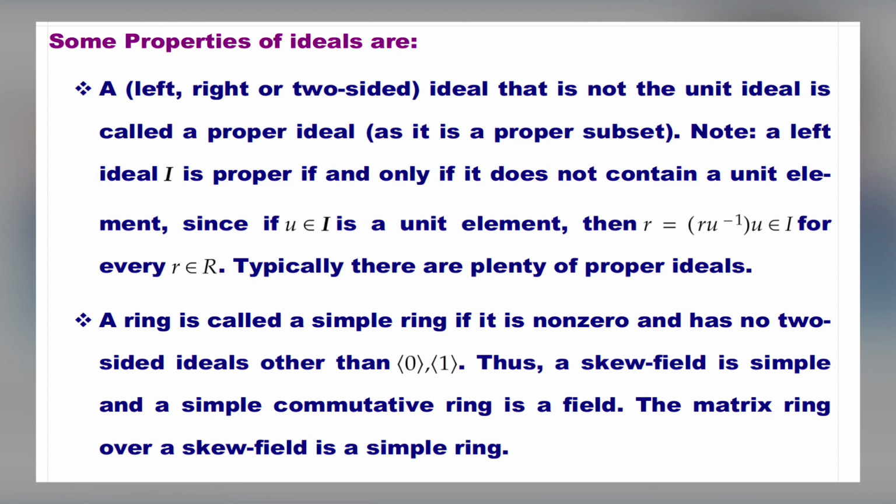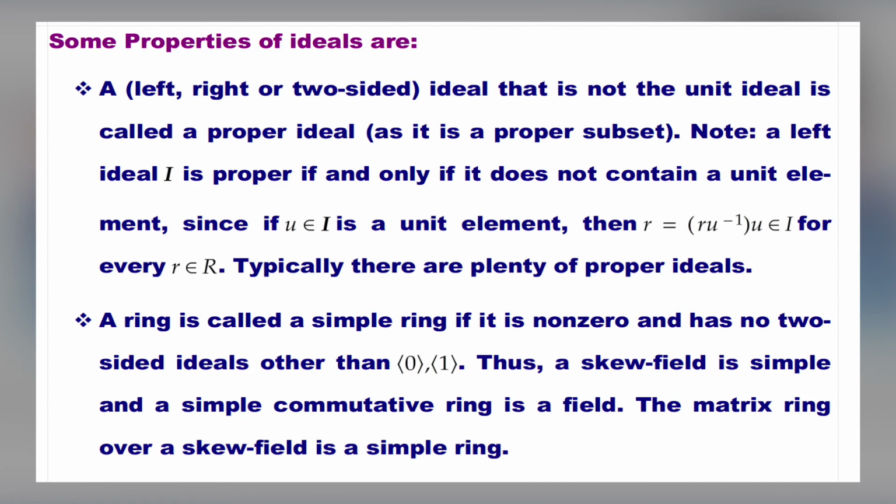A left, right or two-sided ideal that is not the unit ideal is called a proper ideal, as it is a proper subset. Note, a left ideal I is proper if and only if it does not contain a unit element. Since if u belongs to I is a unit element, then r = (r u⁻¹) u belongs to I for every r belongs to R. Typically, there are plenty of proper ideals.